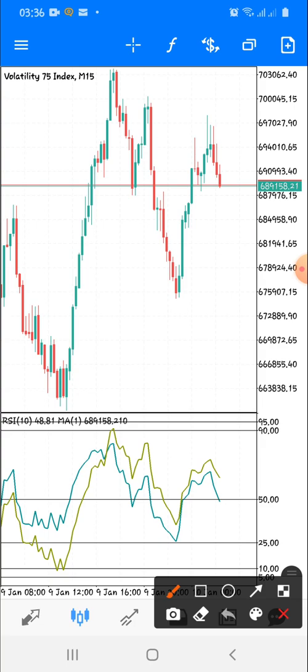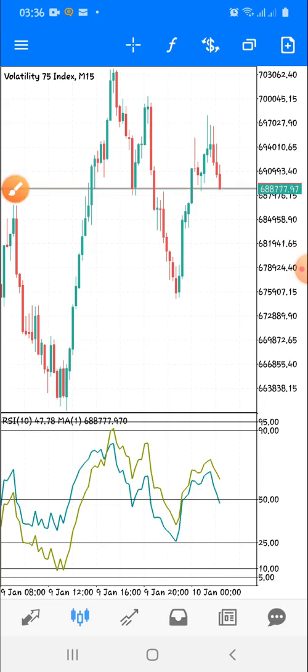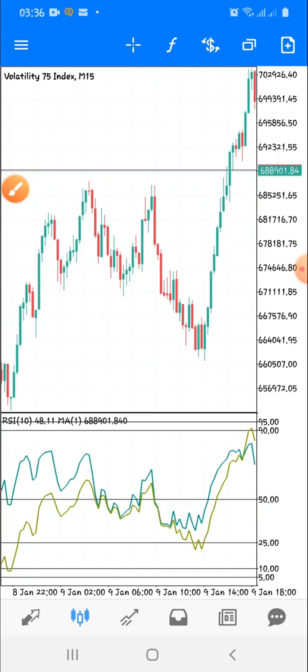Also, when the RSI is above 50, you don't attempt a sell. If it is above 50 and pointed upwards, you see here the trend has been going up because of the RSI. So this strategy will also assist you in that aspect.